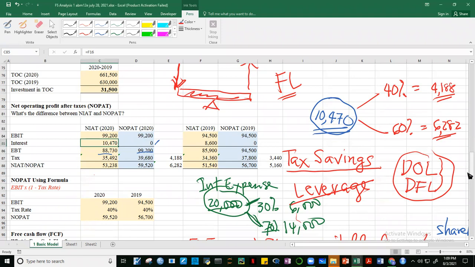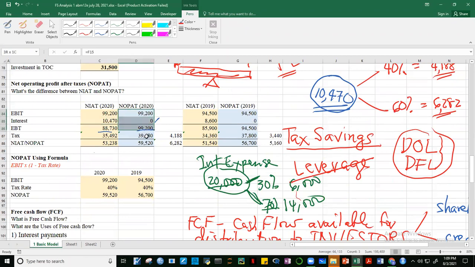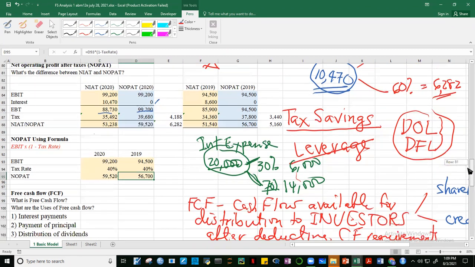So, NOPAT can easily be computed. How did we compute NOPAT? We structured it this way earlier, but actually NOPAT is easy to compute. We just use EBIT times, minus the tax rate, that is 1 minus the tax rate. That is now your NOPAT. NOPAT for 2020 was 59,520. NOPAT for 2019 was 56,700.